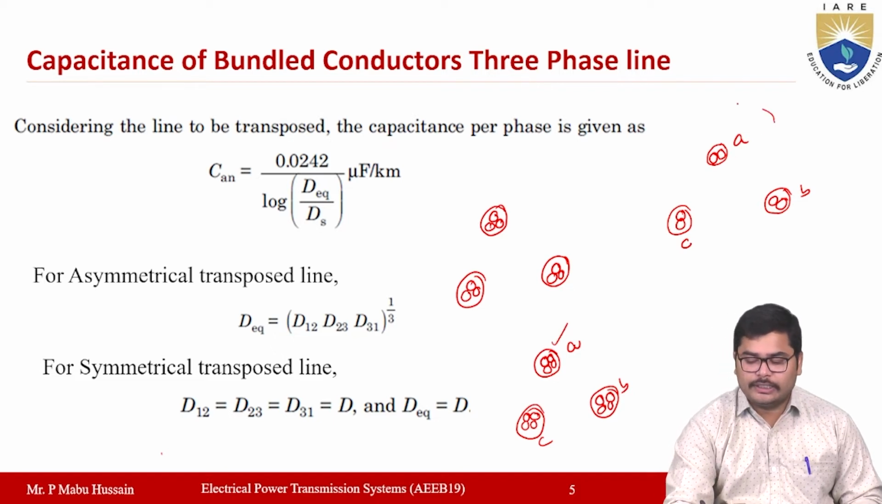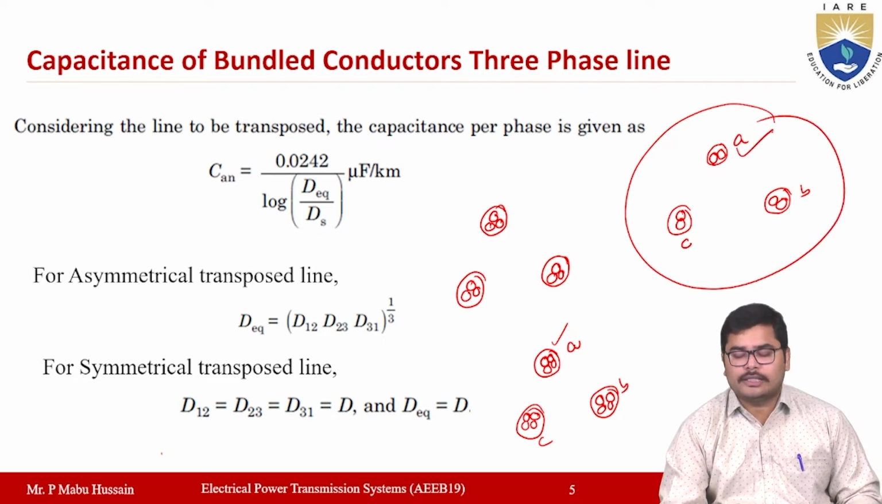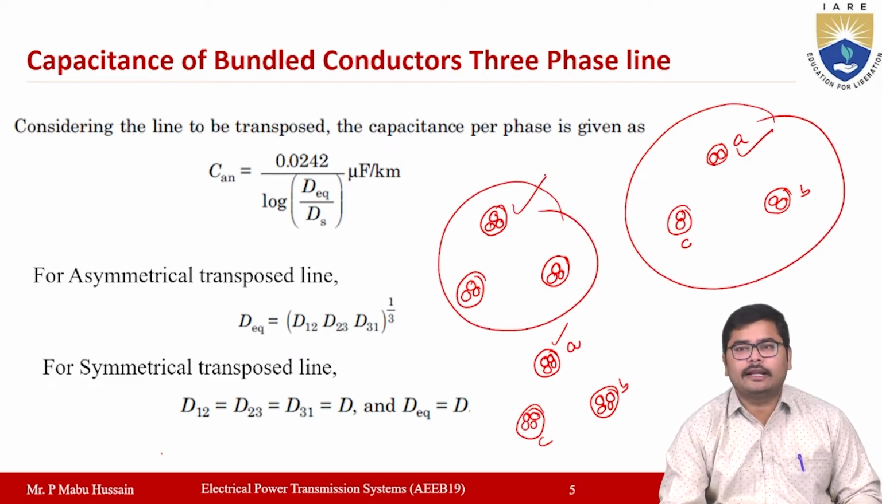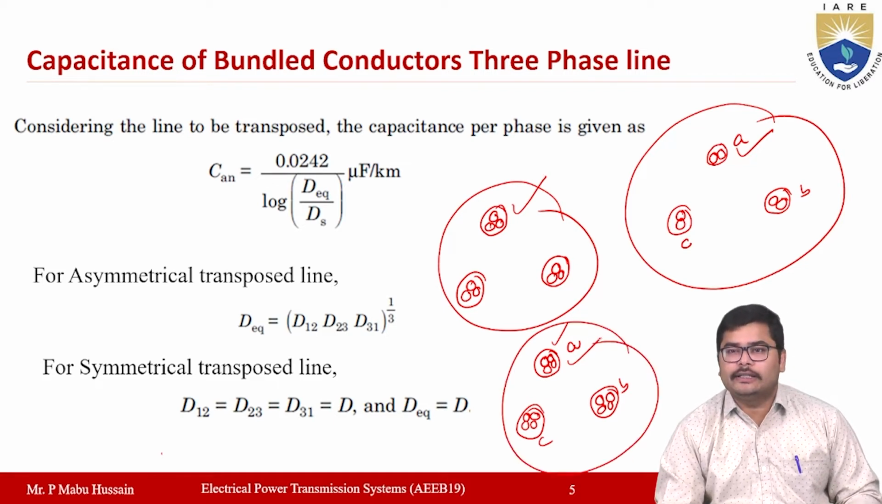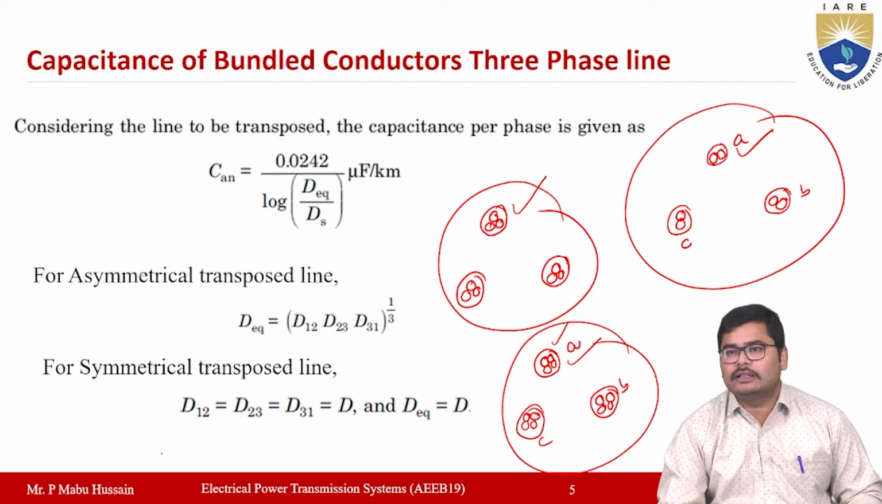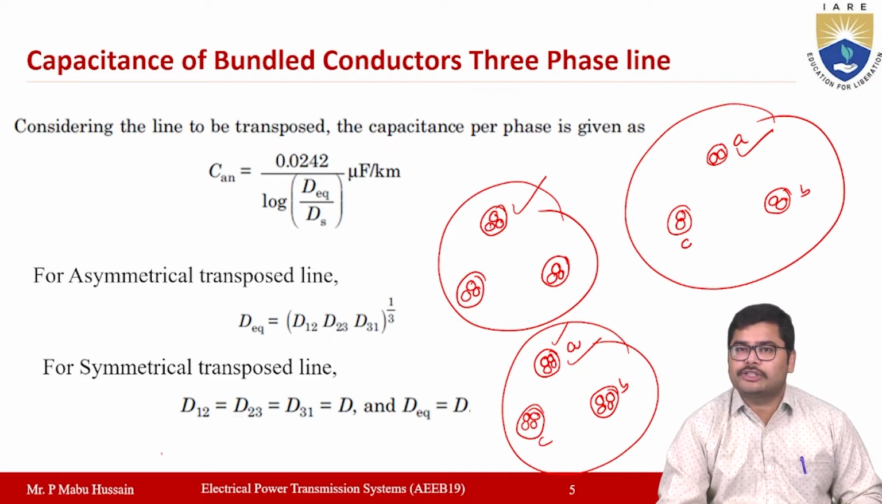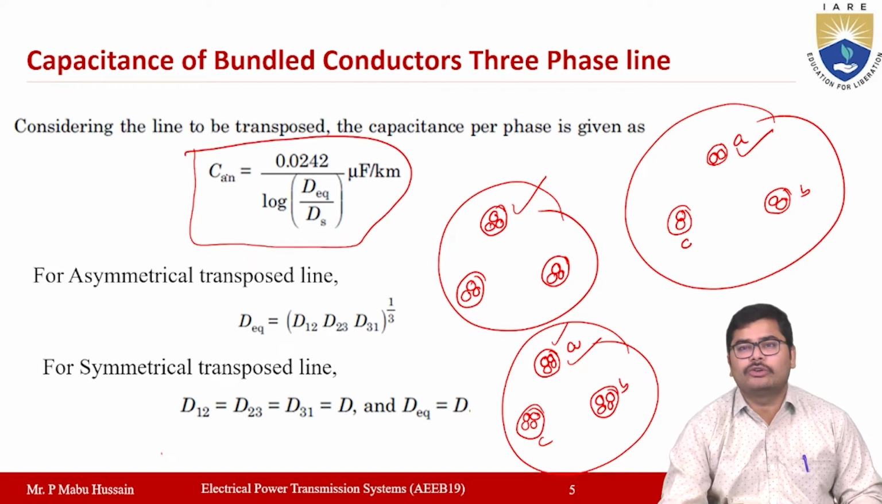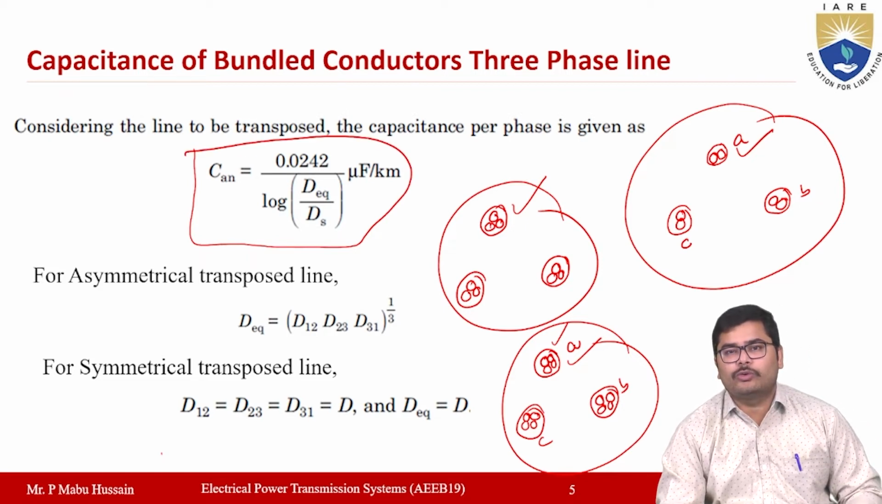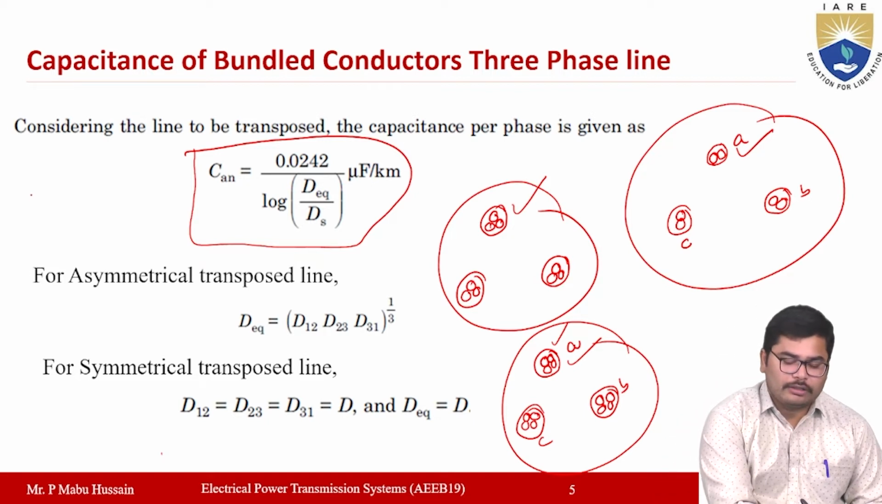Okay, so the first one here is a 2 conductor bundled configuration, and in the second case it is a 3 conductors bundled configuration, and in the third case it is a 4 conductors bundled configuration, right? We will take each case and we will derive the expression of capacitance for each case. Okay, for any case the formula for calculating the capacitance will be the same. C_an is equal to 0.0242 by log D equivalent by DS microfarad per kilometer, or 2 pi epsilon naught by ln D equivalent by DS farads per meter.